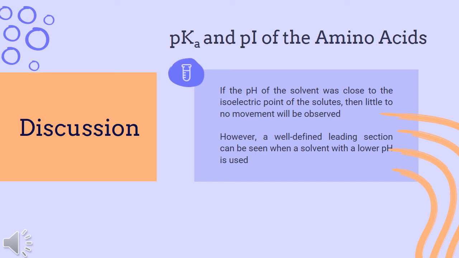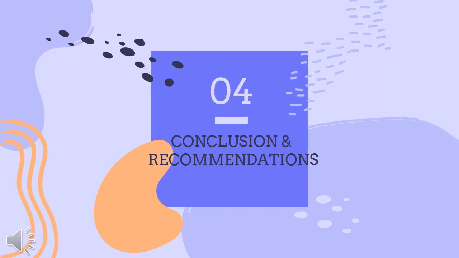In other words, if the solvent we use had a pH of 5.5, which is close to the isoelectric points of the solutes, then the speed at which the solids travel on the paper would be slower, thus resulting in lower RF values. The last part of our presentation contains our conclusions and recommendations for the experiment. Here, a summary of our key findings as well as suggestions for future iterations of the experiment are presented.